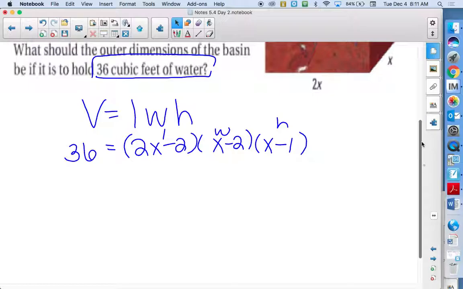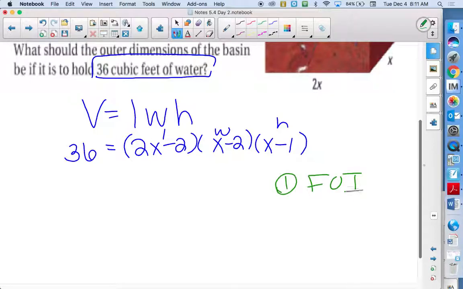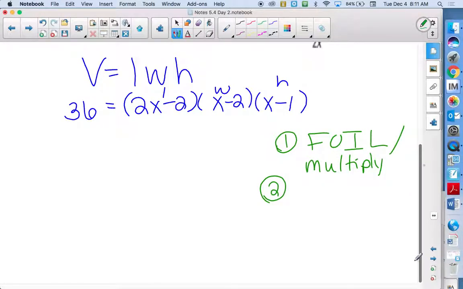So let's talk about what you would do to solve this problem. We've now set it up. What would you have to do to solve it? What's one thing? Because there's going to be multiple steps. What's one thing we'd have to do to solve this after we set up the equation? Connor? FOIL the equation. So FOIL, multiply this side here. So we'd have to FOIL it, multiply those together. Connor, what's another thing you think you'd have to do after the FOILing and multiplying?